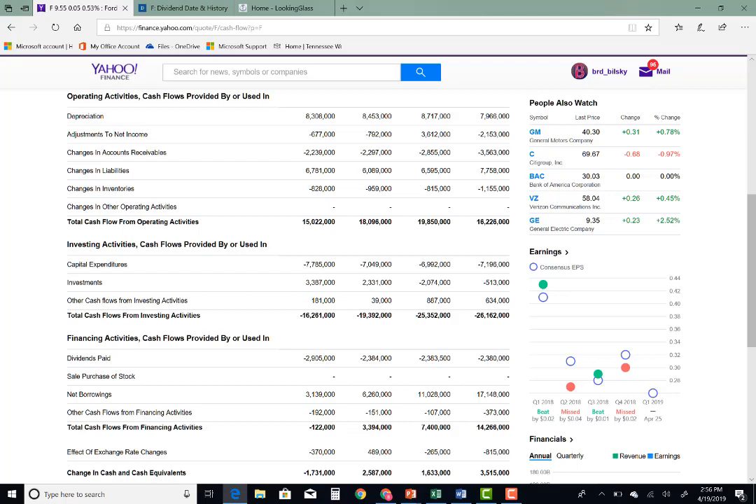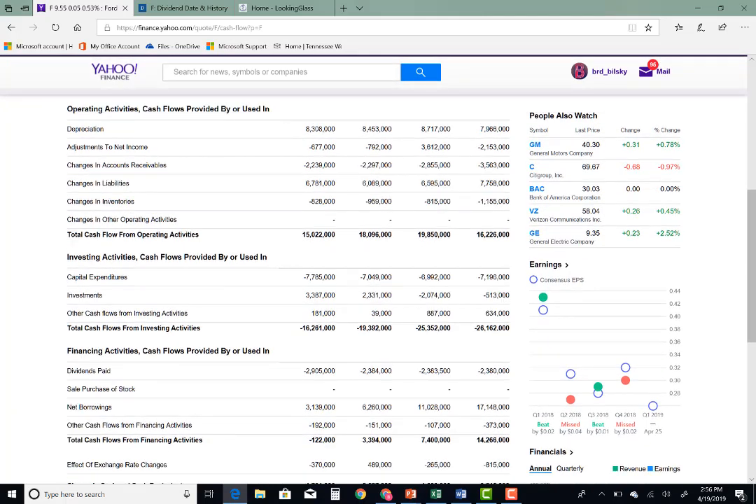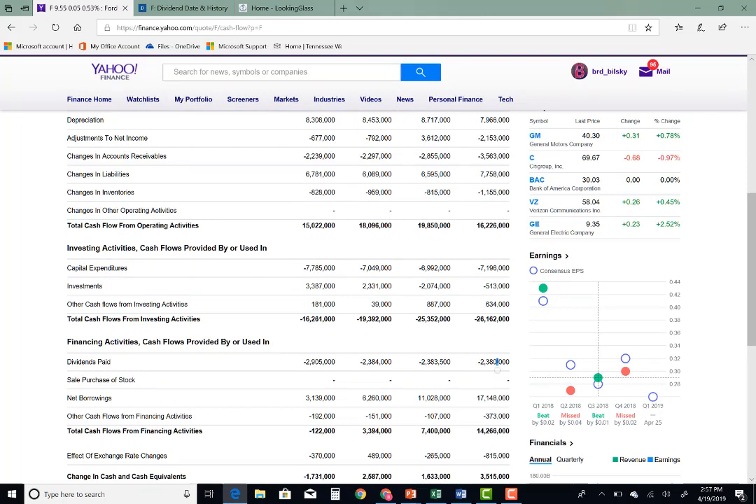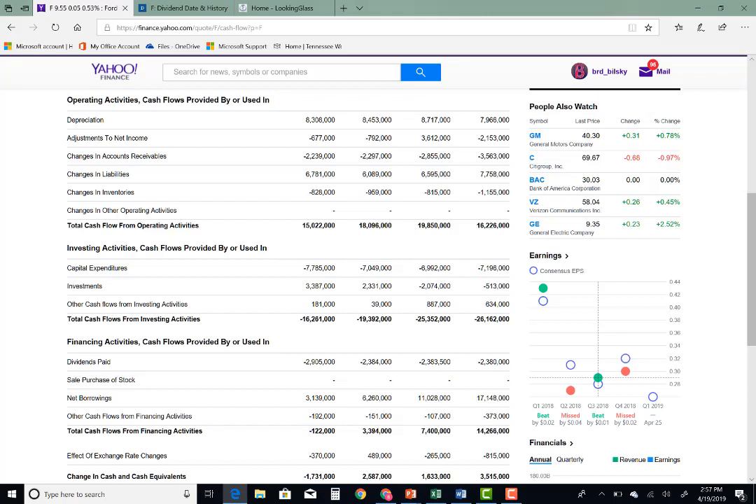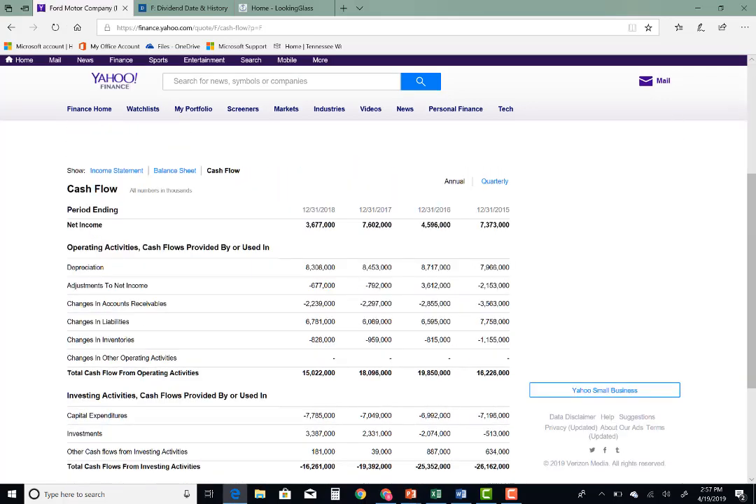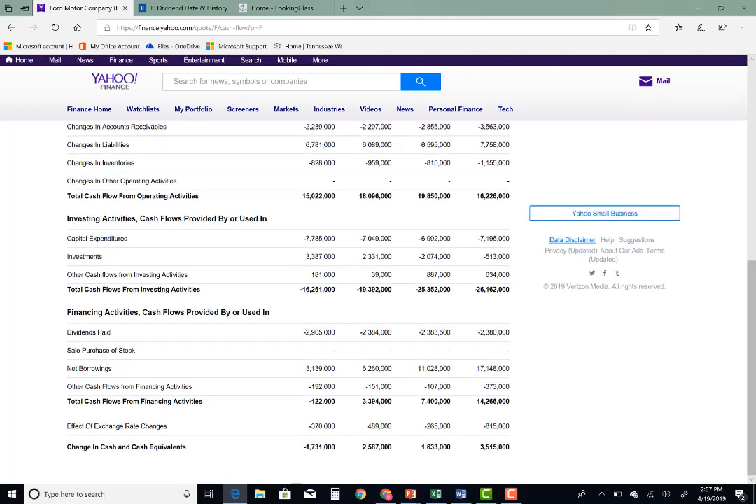And notice for Ford, it went up a little bit. Let's see here. 2015, 16, 17, and 18. All right, so we have 4 years' worth of information right here for Ford on how much they paid in dividends. So we could see it's gone up a little bit over the last few years. So what you could do is look at the growth rate they've had over the last few years. You could calculate that.